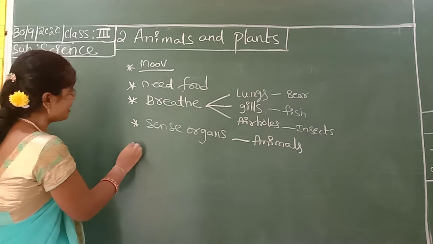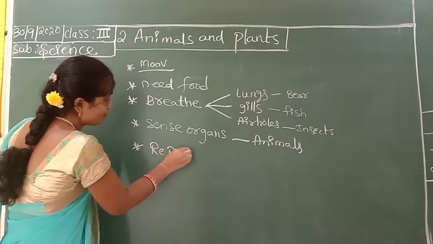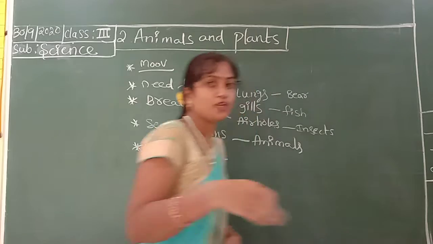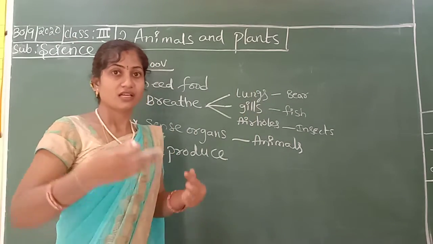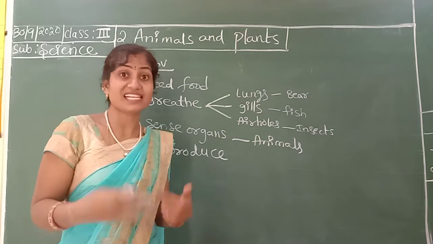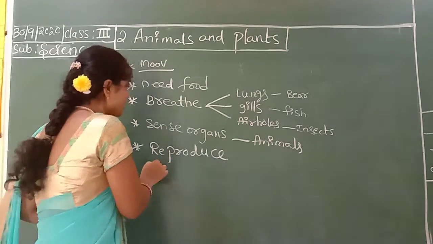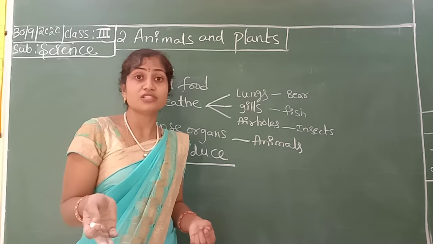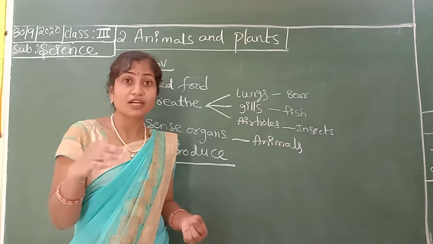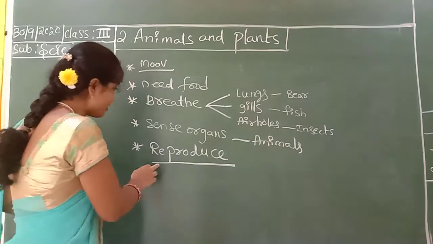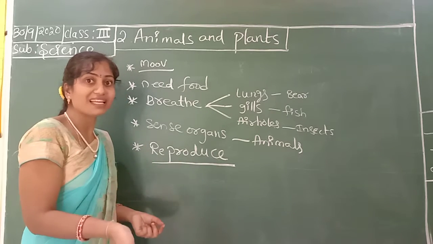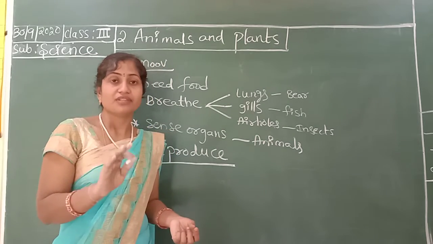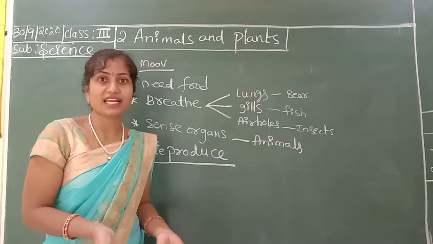Okay, children. Next, reproduce. Reproduce means we have to improve our strength. We have to improve our numbers. So reproduce means increasing our number. Only animals can give birth to their young ones.